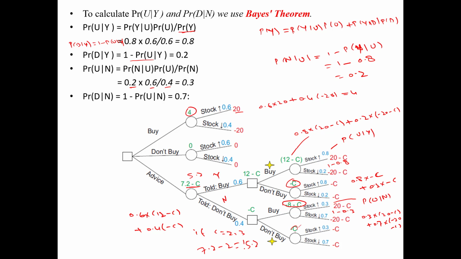If this value is 3, in this scenario it will be 4.2. So 4.2 is still better than this. But if C is 4, then this will be 3.2. 3.2 is less than 4. So we need to buy. We do not need to go for advice. But if the C value is less than 3.2, we are still in the profit zone. Otherwise, we do not need to pay for advice.